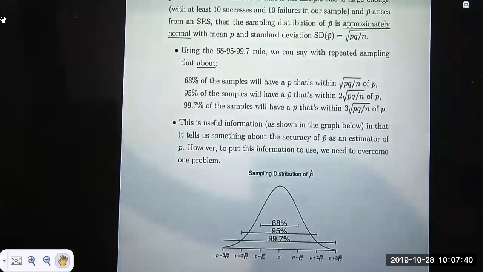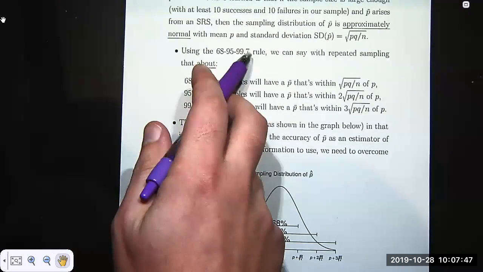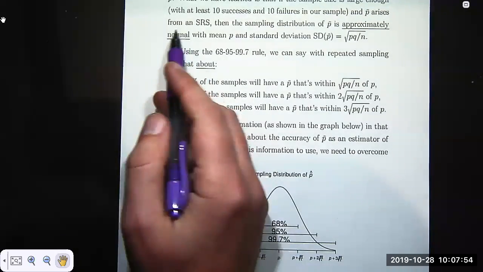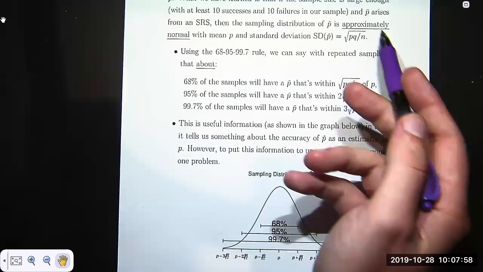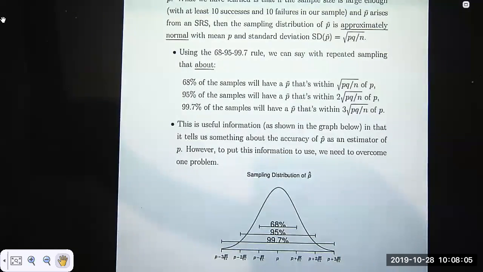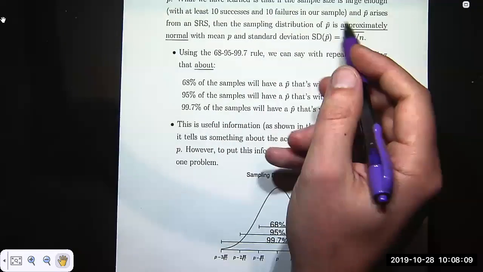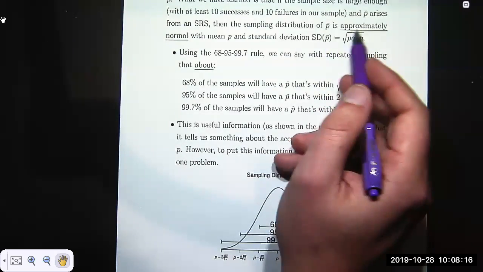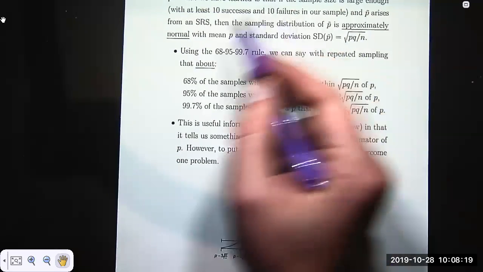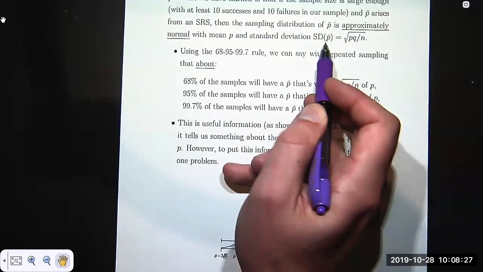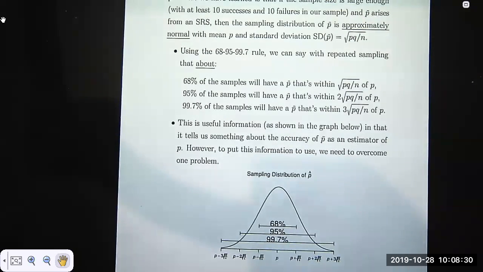But before we get into all of that, let's think about this using the 68, 95, 99.7 rule. We've got a p hat that arises from a SRS, a simple random sample. This is what we know about p hat from the central limit theorem, just a little bit of a review here: it's approximately normal, centered upon p, and the standard deviation is the square root of pq over n.